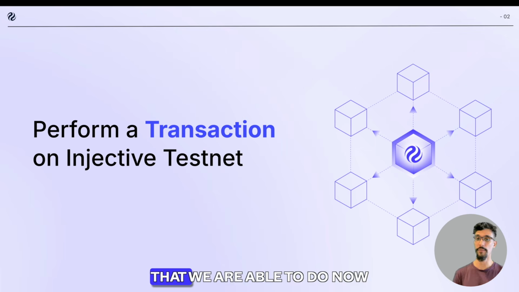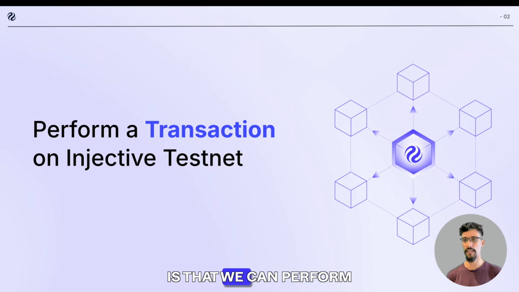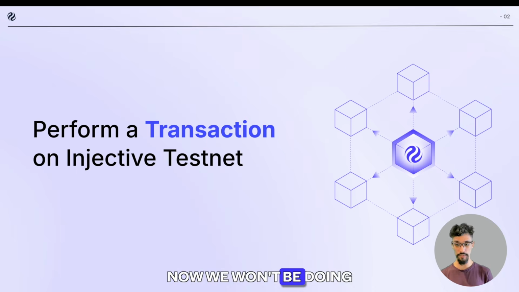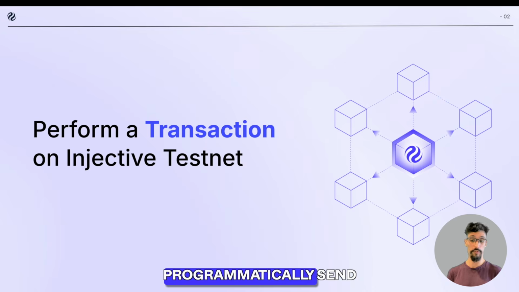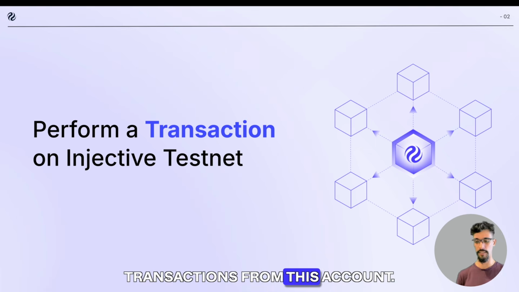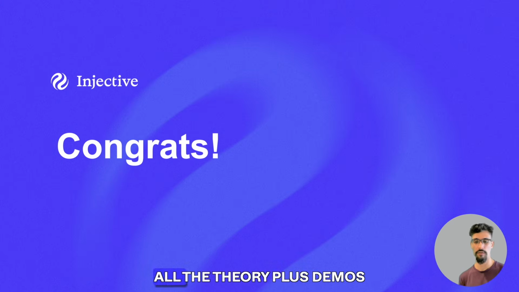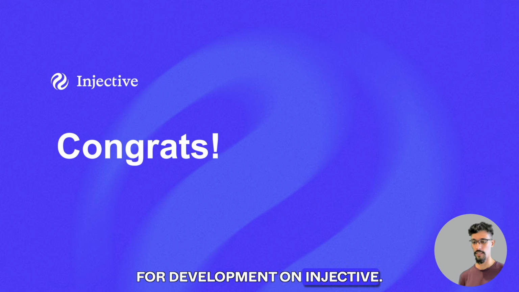And then the next thing that we are able to do now that our wallet is funded is that we can perform a transaction on the Injective testnet. Now, we won't be doing that right now. Instead, we'll save that for day 2, where we will programmatically send transactions from this account. Congratulations. We have just covered all the theory plus demos for day 1, which got us set up and ready to go for development on Injective.